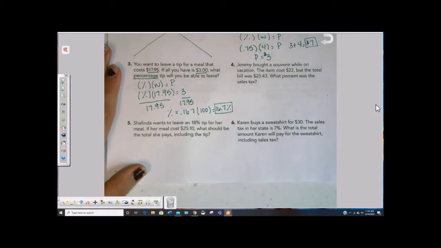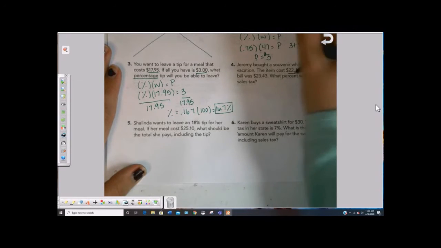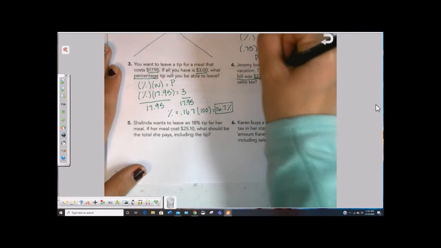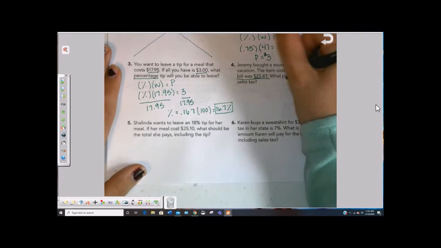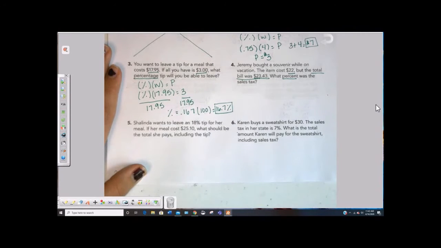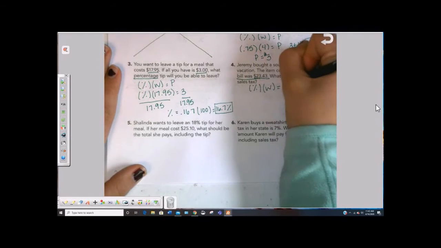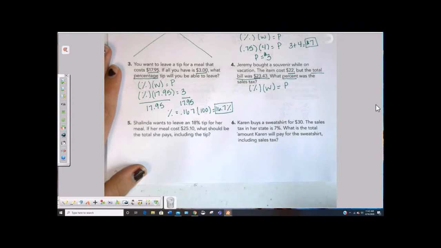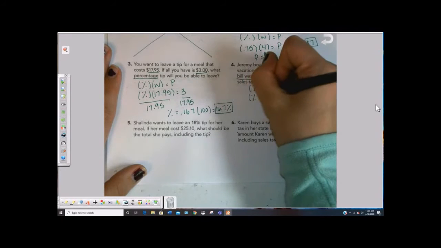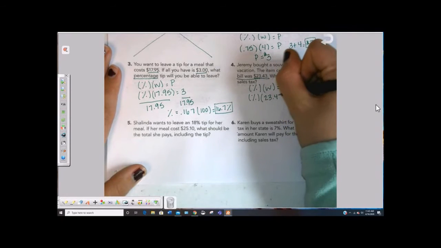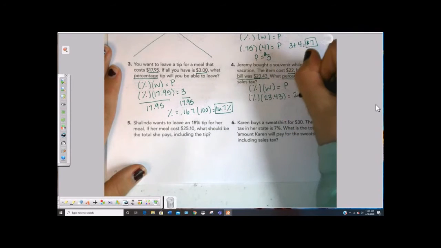Number 4, Jeremy bought a souvenir while on vacation. The item cost $22, but the total bill was $23.43. What percent was the sales tax? Again, similar things. We're going to have percent times whole equals part. Our whole is the total bill, so $23.43. Our part is that $22.